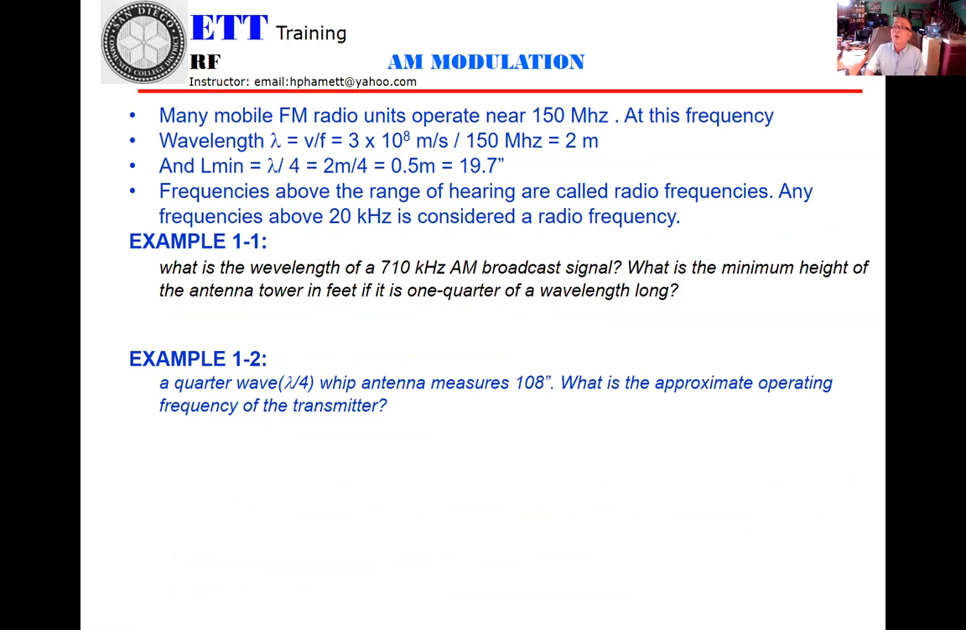Okay, many mobile FM radio units operate near 150 megahertz. At this frequency, the wavelength lambda equals 2 meters, and L minimum is lambda divided by 4. So the antenna will be 19.7 inches.